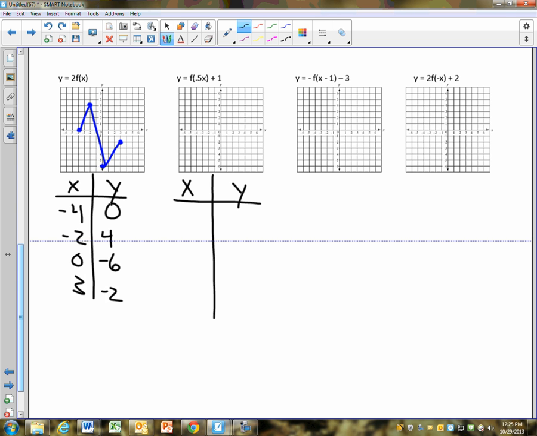The 2 stretched it by a factor of 2, right? What if there was a 1/2? That would have compressed it. It would have divided all the values by 2, or compressed it to 1/2 of its size. It's opposite on the inside. So if I had a 2 on the inside, instead of stretching by a factor of 2, it would compress it to 1/2. So if you have a 1/2 on the inside, what's that going to do?